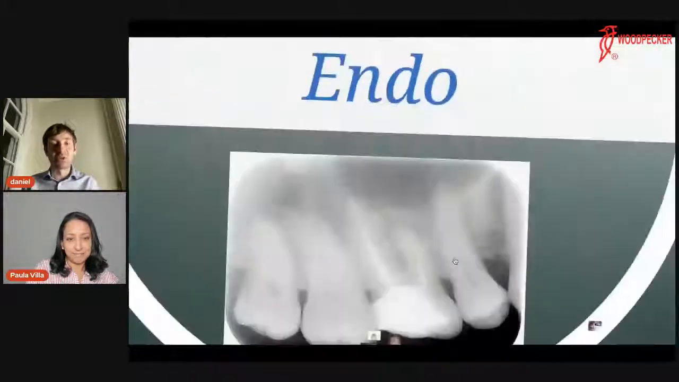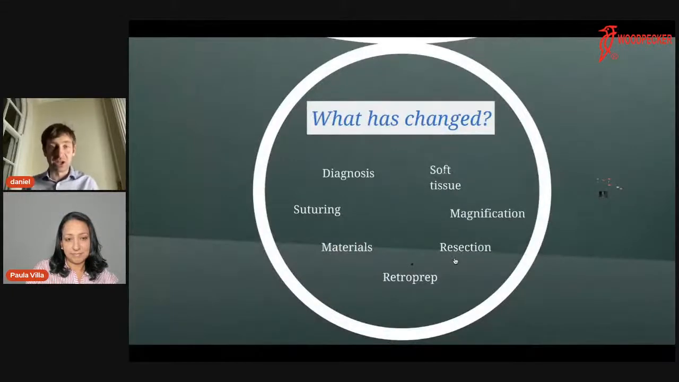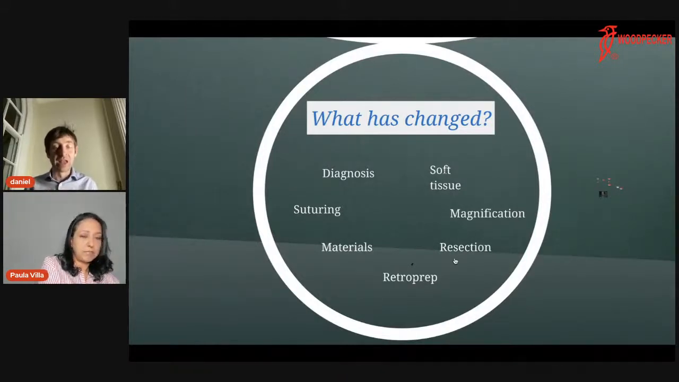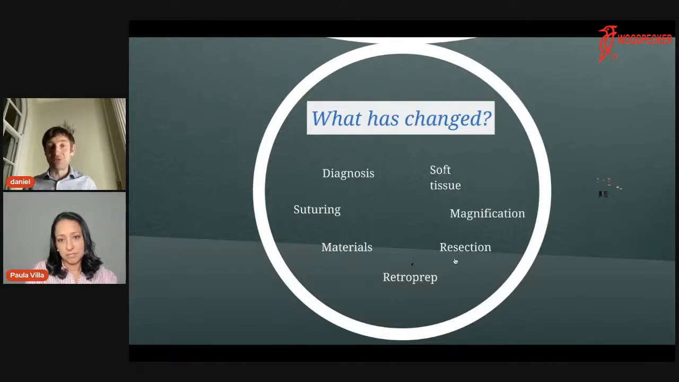And what has changed? Basically, every single part of our treatment has changed. The way we diagnose, the way we handle soft tissues, the magnification that we have, the way we do resections, the way we do retropreps, the materials we use, and suturing. Really, what I'm hoping our webinar today will do is help get more dentists involved in endomicrosurgery, to consider this as part of your treatment planning strategy, and to work with colleagues to make this option more available for patients.